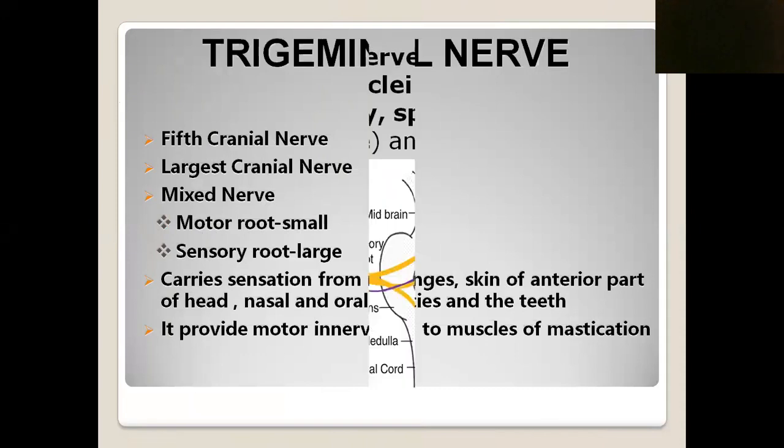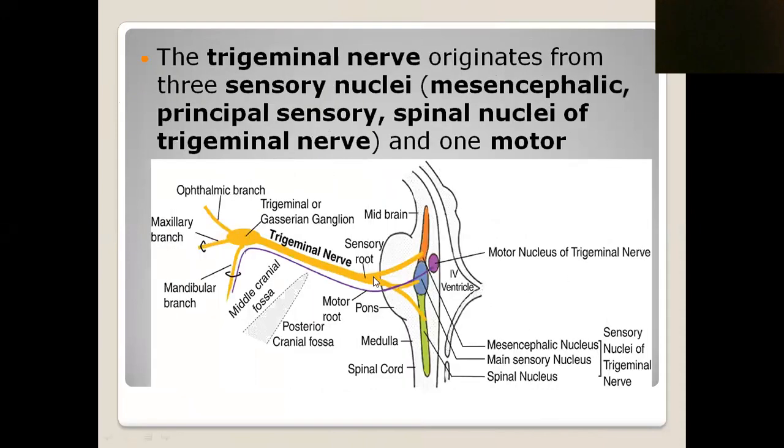Okay, see this nerve. This is the trigeminal nerve. See, this is the midbrain, pons, medulla, the three parts of the brainstem. So this nerve is arising from the pons, and it has two roots: one large sensory root and a small motor root.